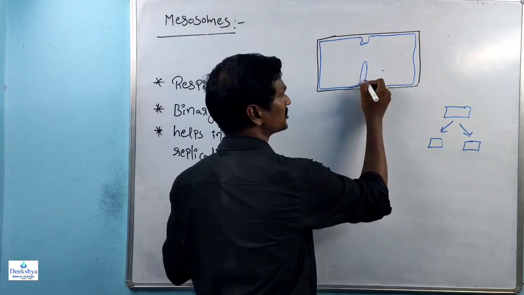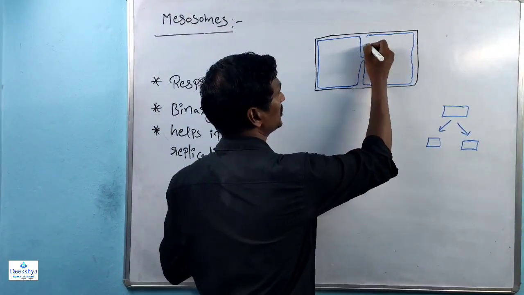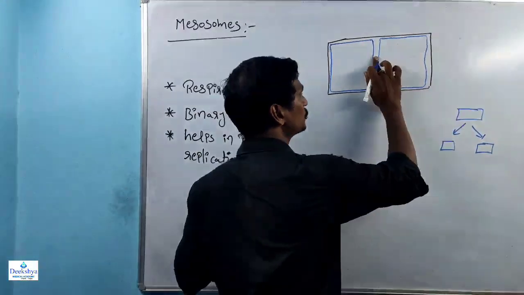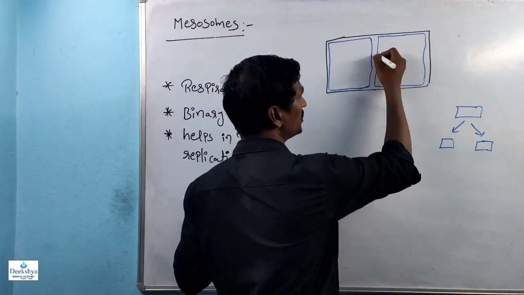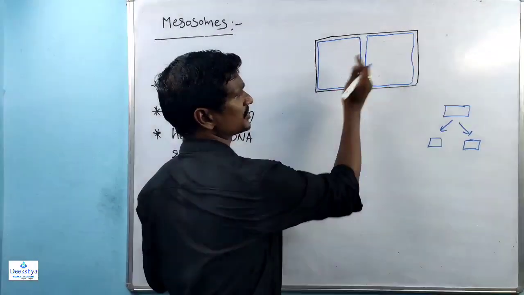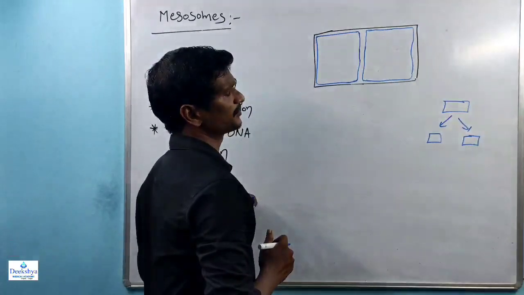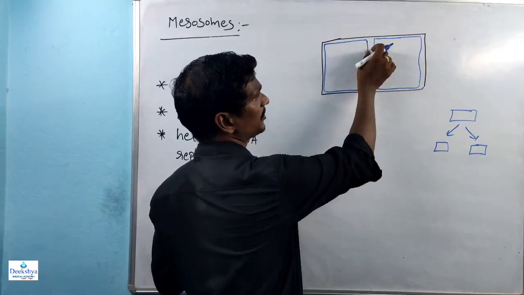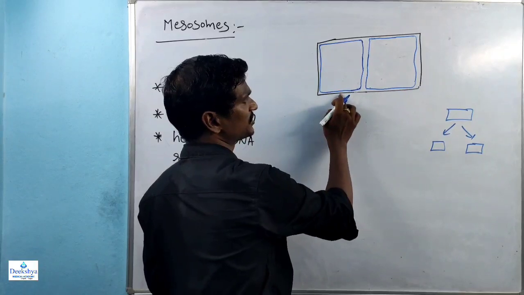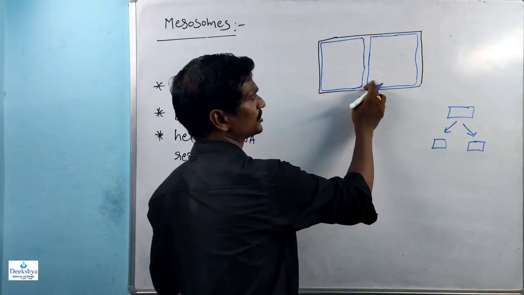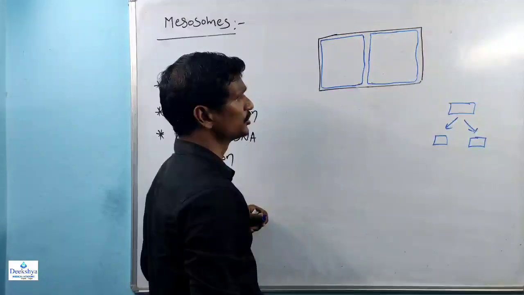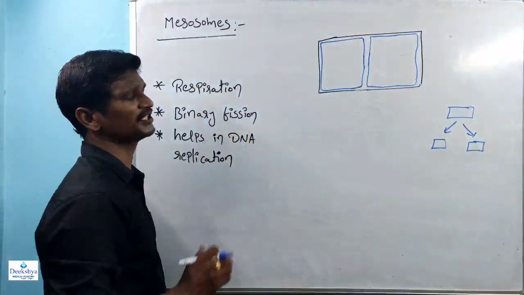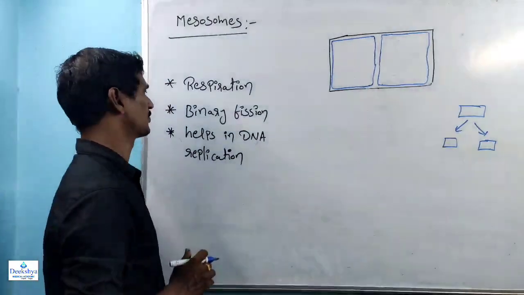Mesosomes develop into septa. Separating structures are called septa. Finally, these two structures are fused, and there is a separation of cytoplasm. Once the separation of cytoplasm takes place, a new cell wall forms between these two. For this cell, one new cell wall forms, and for the other cell, another new cell wall forms. So the mesosomes are responsible for binary fission, involving the separation of the cytoplasm.